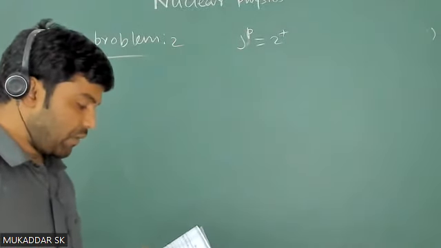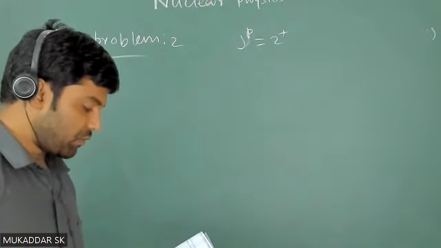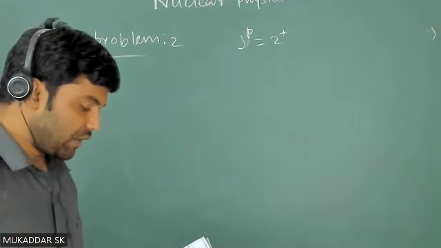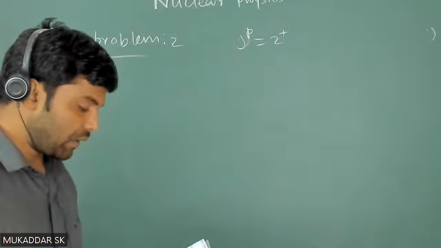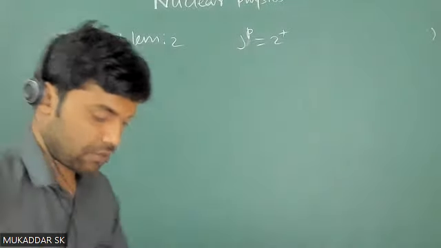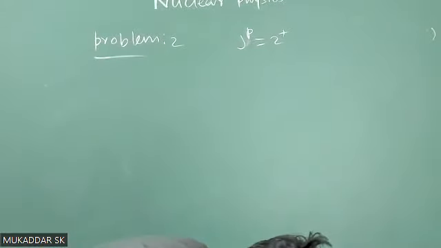A permanently deformed even nuclei with Jp equals 2 plus has rotational energy 93 kiloelectron volt. Calculate the energy of the next allowed state. Answer: 310 kilo electron volt. Exactly, 310.